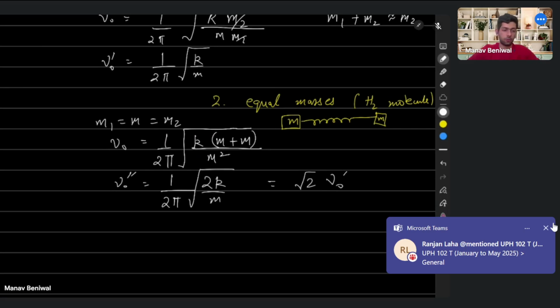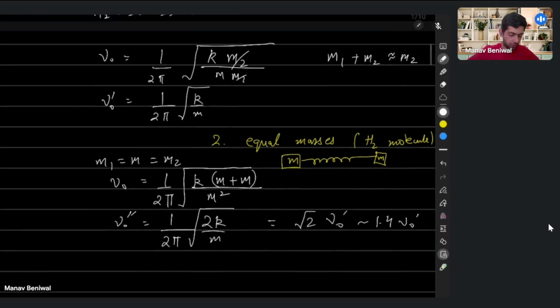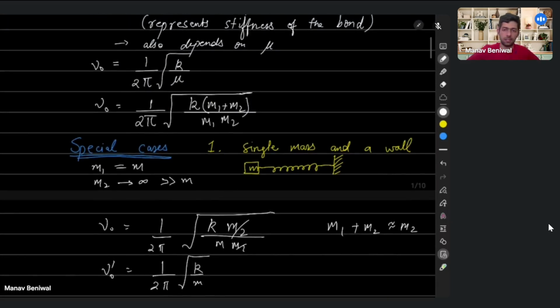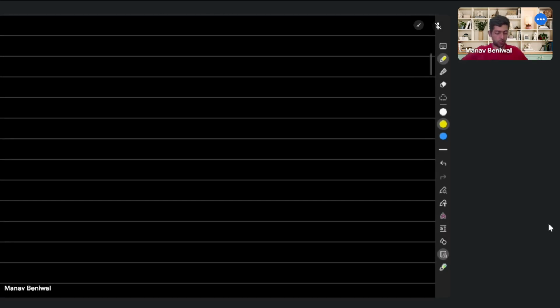So if we remove the wall by an equal mass, we increase the fundamental frequency by root 2 times, which is roughly 1.4 times. Okay, so these were some special cases, and of course we cannot take m as 0 because the denominator will just diverge. Okay, so with that, let's go to the next problem, which will be question number 2.